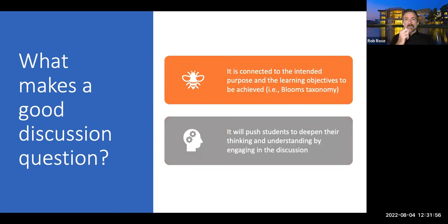A second point here is it will push students to deepen their thinking and understanding by engaging in the discussion. And there's two parts to this point. First part is that it pushes students to deepen their thinking and understanding. And the second part is that it generates engagement in the discussion. And I just think it's worth mentioning here that there are good questions that can help trigger reflection, but are not good at generating discussion. And there's nothing wrong with that. But it's probably just best left to your more traditional assignments, not to a discussion board, right?